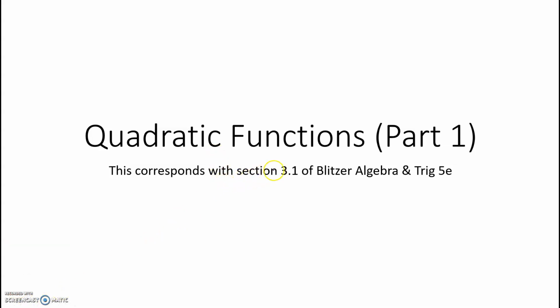Today we're going to go over part 1 of quadratic functions, which is section 3.1 in your book.